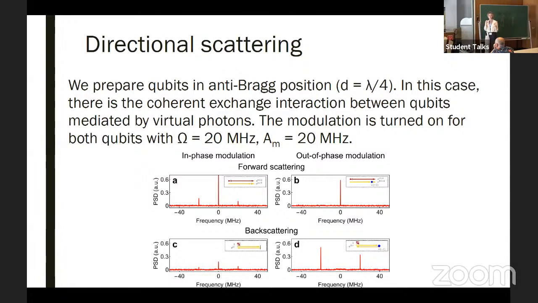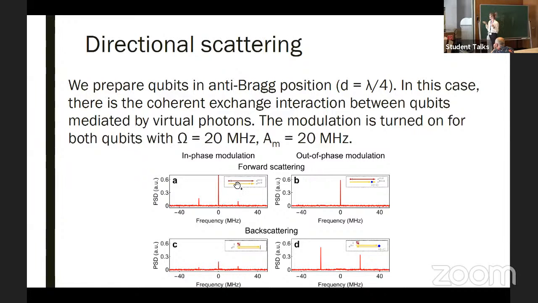I'm mostly focusing on the sidebands. The central peak is a Rayleigh peak. It's just a coherent peak, which I send. So if I do in-phase modulation, as I said, the light scattered from the first qubit forward and the second qubit forward interfere constructively. So I see some sidebands here, and everything goes through.